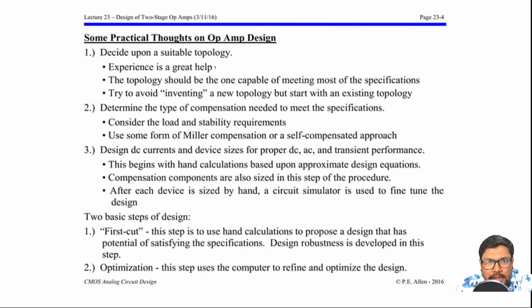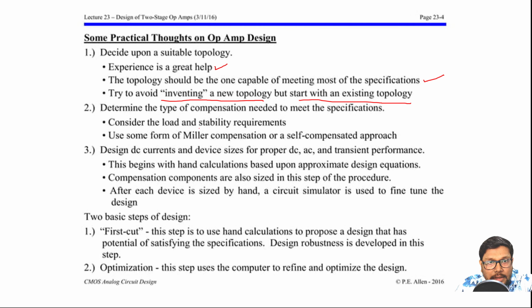Experience is a great help, and at that point I will help you with that. Different topologies are there, like the two-stage we will do now, the cascode, the folded cascode, and the differential folded cascode with class B push-pull operation, class AB push-pull operation. So there are some topologies. Do not try to invent a new topology, because you should first start with the existing ones. If you need, just modify one, that will help, otherwise it will take time.